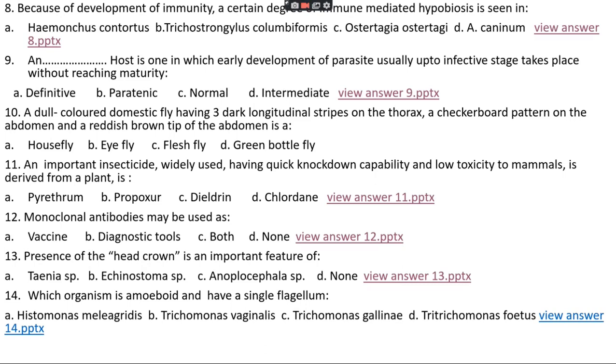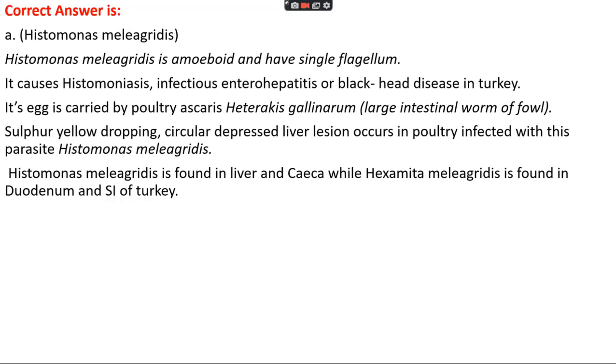Question number 14. Which organism is amoeboid and has a single flagellum? Option A, Histomonas meleagridis; option B, Trichomonas vaginalis; option C, Trichomonas gallinae; or option D, Tritrichomonas foetus. The right answer is option A, Histomonas meleagridis. Histomonas meleagridis is amoeboid in shape and has a single flagellum. It mainly causes histomoniasis, also known as infectious enterohepatitis or blackhead disease of turkey.